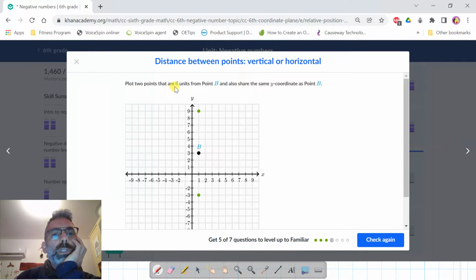Plot 2 points that are 6 units from point B and also share the same y-coordinate. The same height, okay. When they say the same y-coordinate, it means the same height, the same altitude.